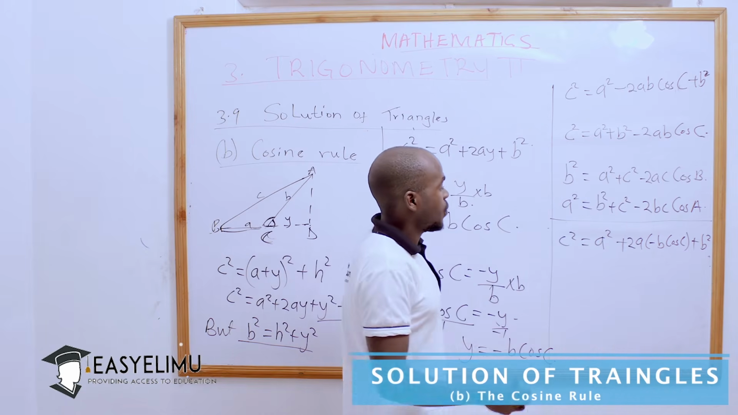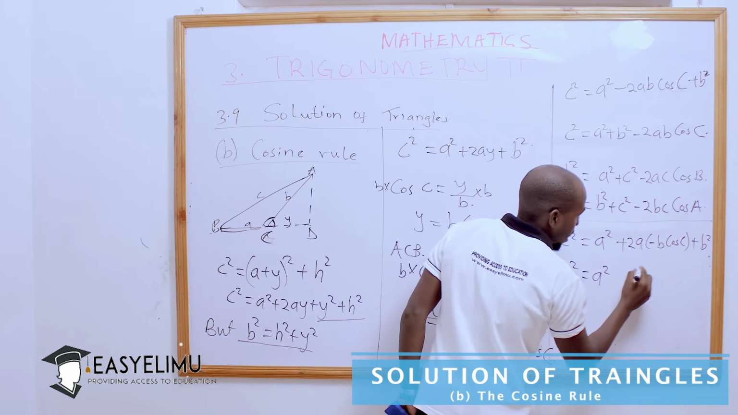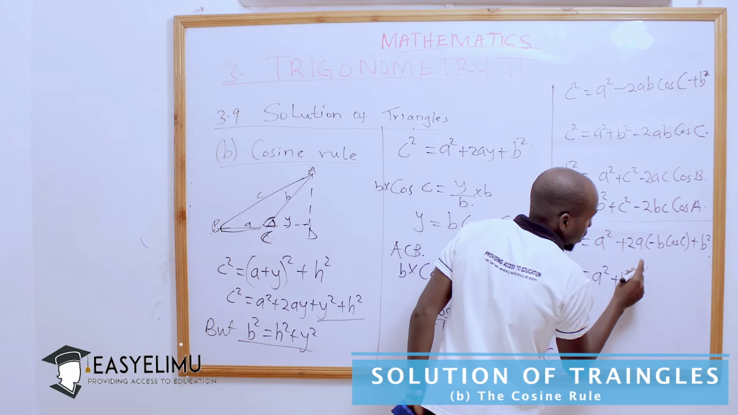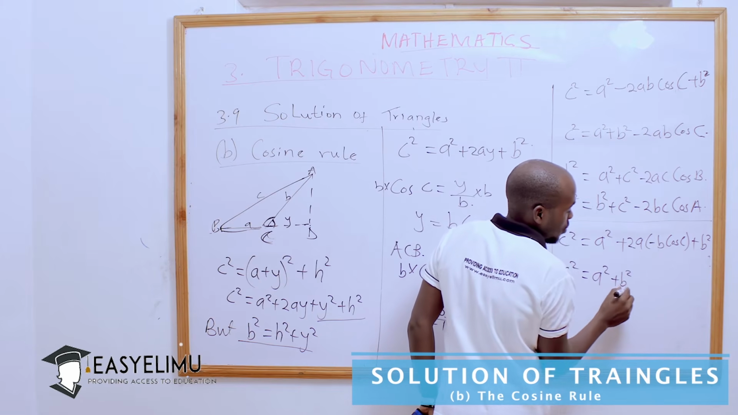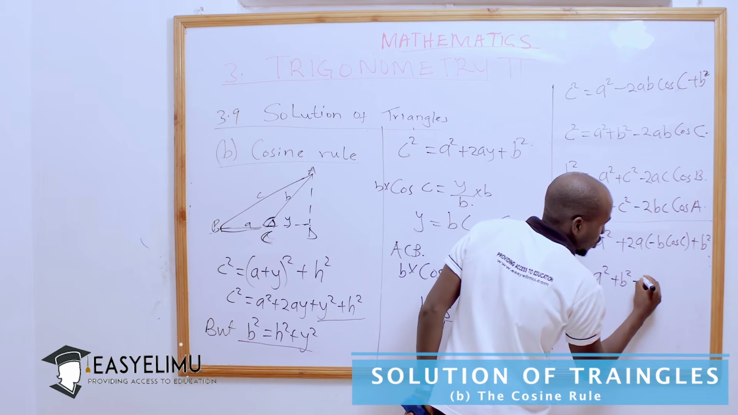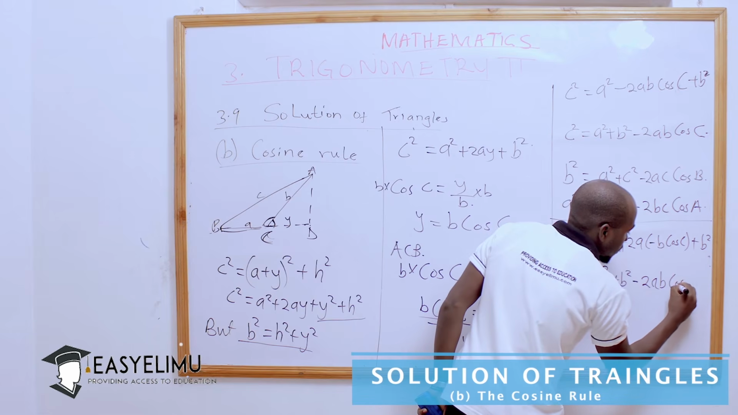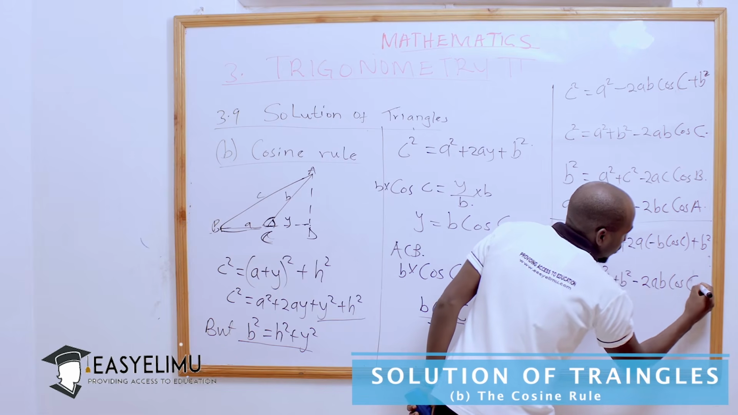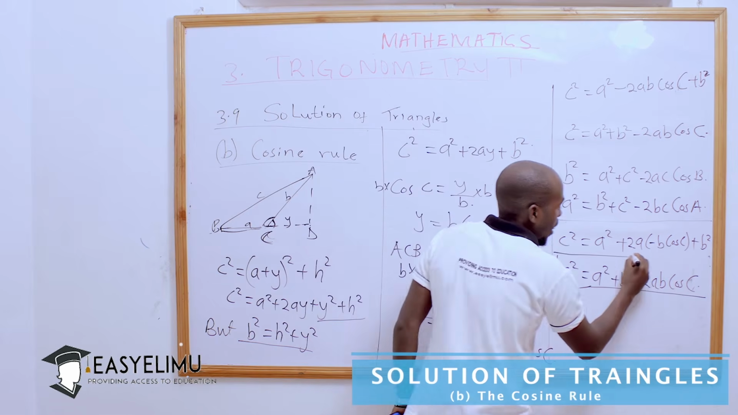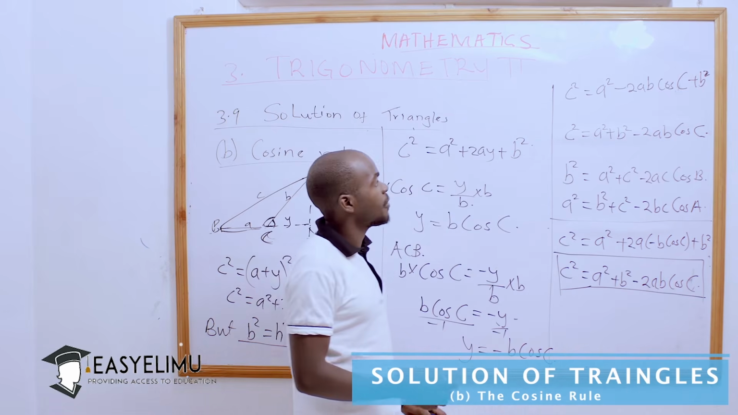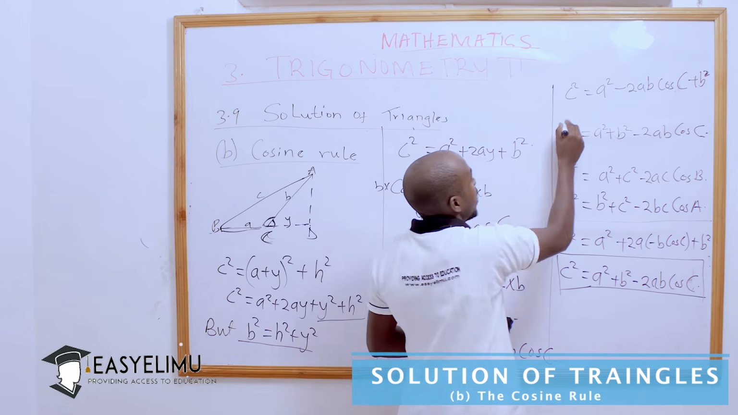If you rearrange this one, you are going to get c squared is equal to a squared plus b squared, minus 2ab cos C. And if you observe, this formula is the same as the first formula which we found using the acute angle triangle, which is here.